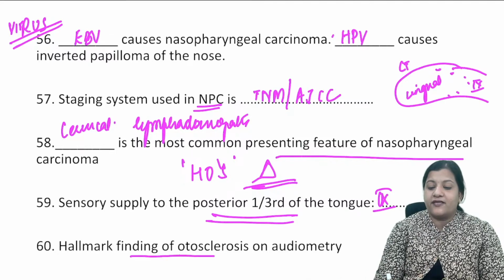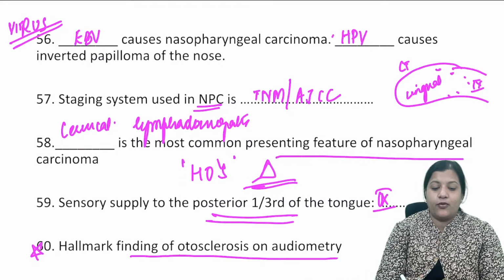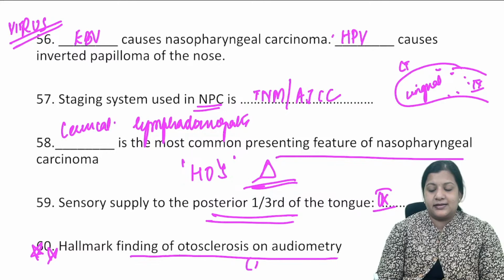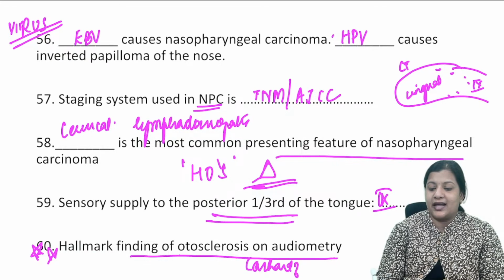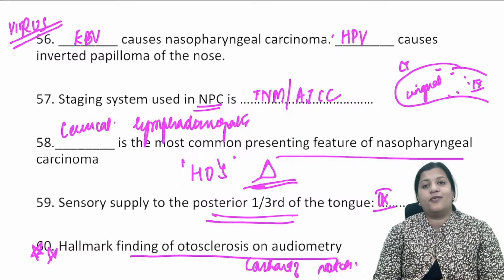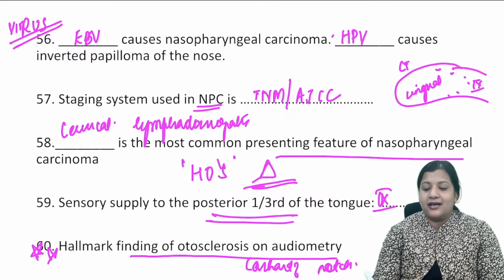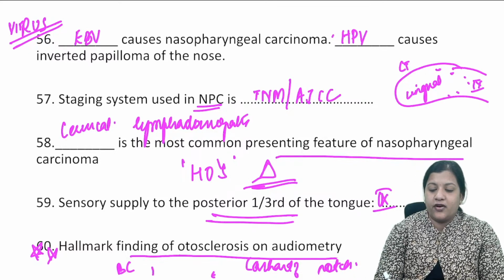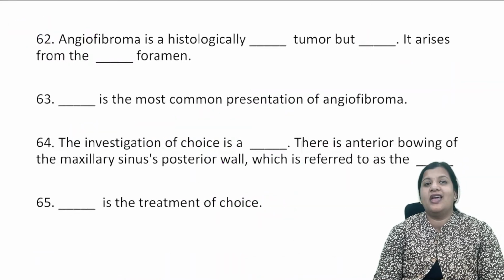What is the hallmark finding in otosclerosis? Again, a very important MCQ. Yes. The notch is called Carhart's notch, where you see a dip in which curve? AC curve or BC curve? BC curve. At what frequency? At 2000 hertz. This notch we call Carhart's notch.